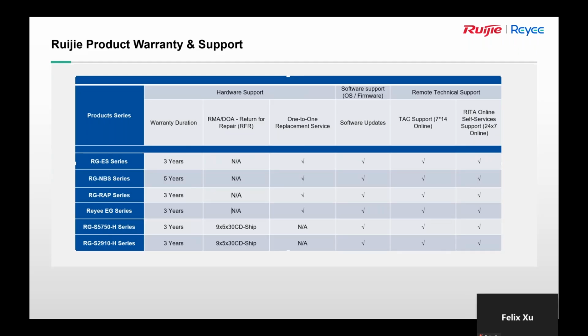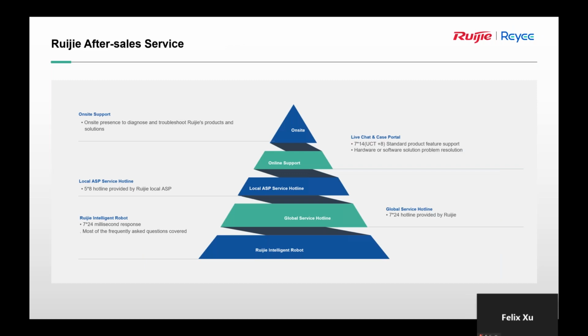Now you can see the warranty support. Ruijie provides 3 or 5 years warranty for different series products as we are confident in our product quality. Furthermore, we provide various after-sales services to resolve technical problems from clients. Here we can find the Ruijie intelligent robot, local ASP service, and also online support, on-site support.